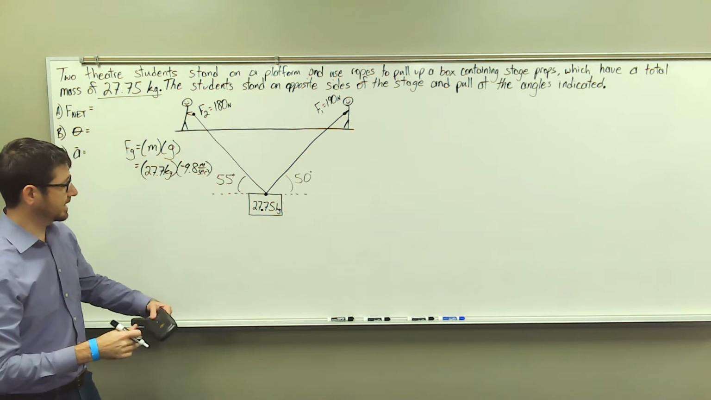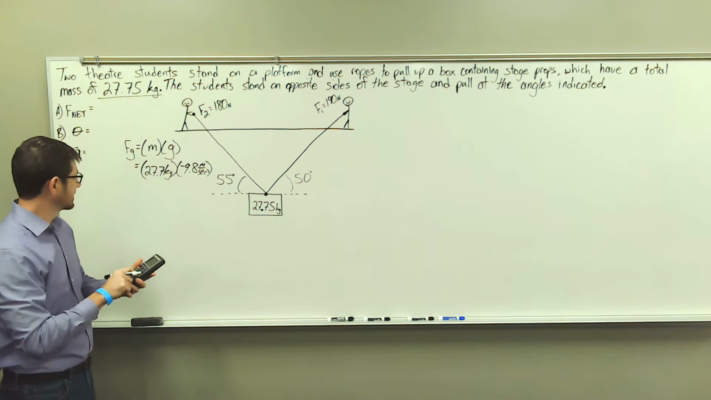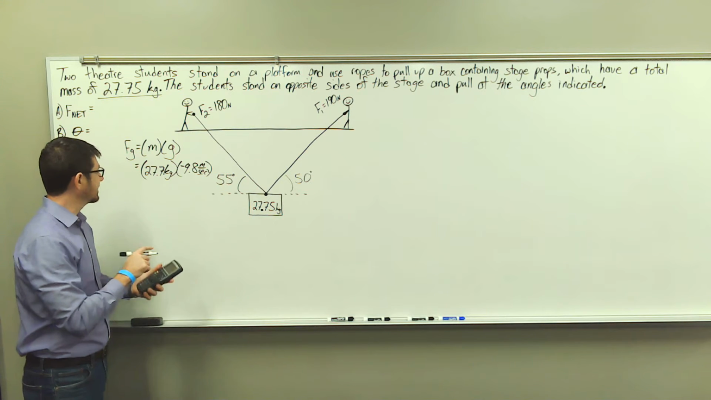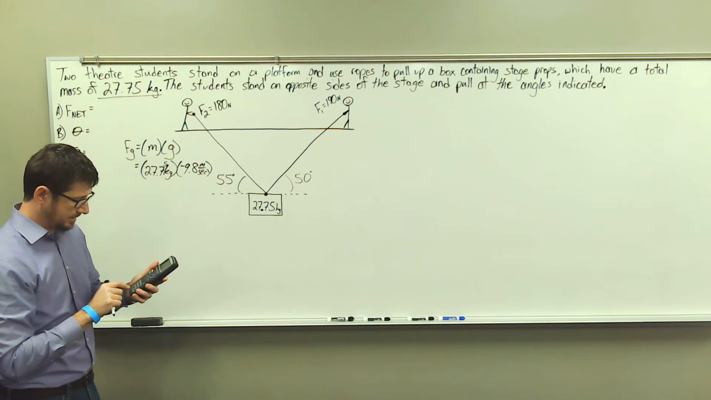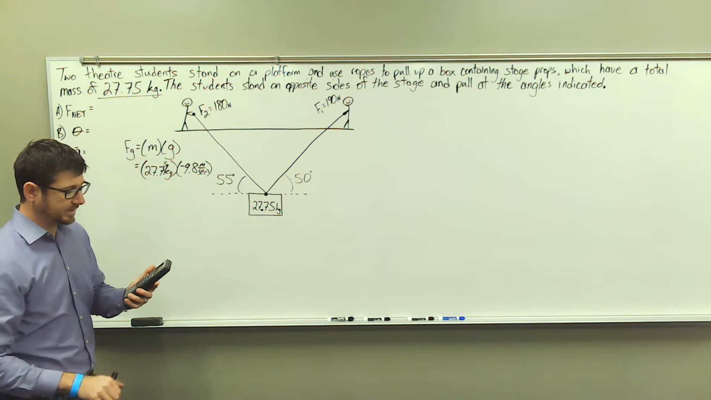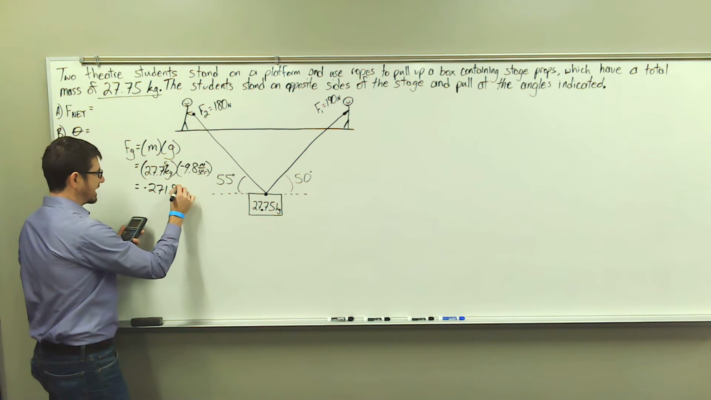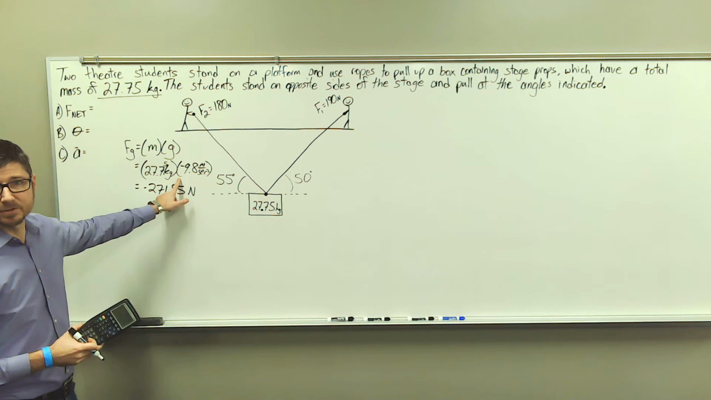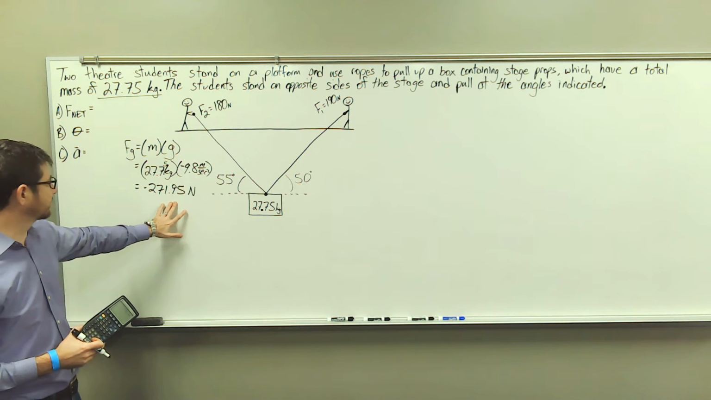So let's go ahead and take out your calculator. So 27.75 times negative 9.8, we get negative 271.95 newtons. We know that a kilogram meter per second squared is equal to a newton. So this is the weight force.